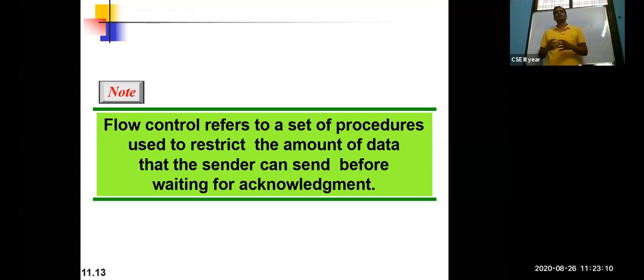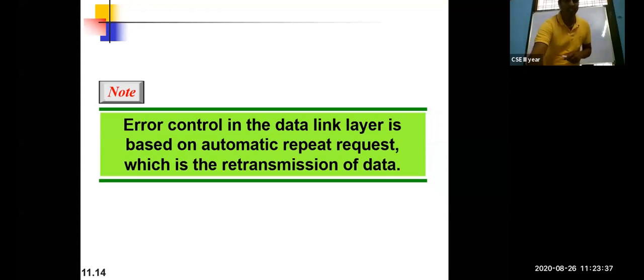I cannot just dictate 20 lines at once and imagine that you will write. I cannot continuously dictate 20 lines without any pauses, without waiting for you to nod your head or raise your head and say, I'm finished writing, say the next sentence. Is it possible? No. So there should be a set of procedures to understand where to stop, how to stop, and when to start the next sentence, or when to repeat the sentence. Now, repeating the sentence: error control in the data link layer is based on automatic repeat request, or retransmission of data.